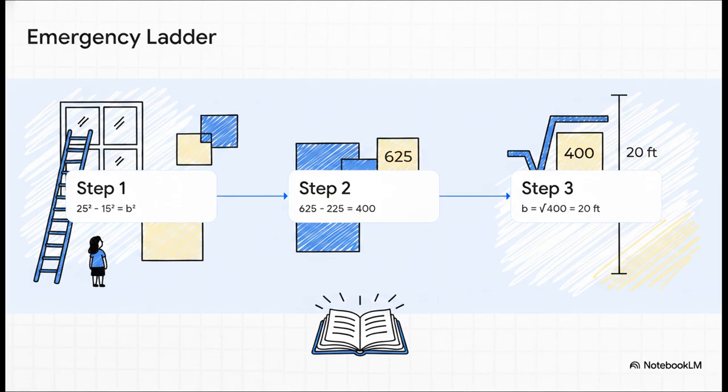Step 1. Take the hypotenuse squared minus the leg squared. That's 25 squared minus 15 squared equals b squared. Step 2. Well, 25 squared is 625, and 15 squared is 225. When we deduct 225 from 625, we get exactly 400. Step 3. To find the height of the window, we just take the square root of 400, which gives us 20. Meaning the window is exactly 20 feet high. You just solved a critical real-world problem without even needing a 20-foot tape measure.